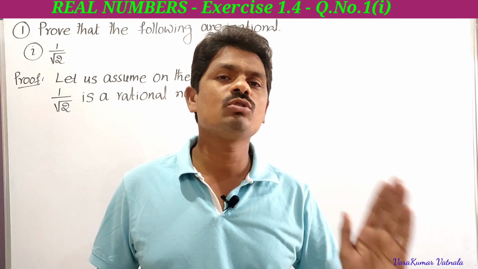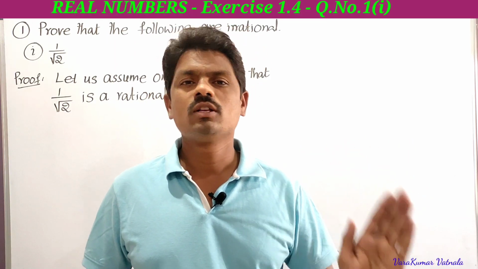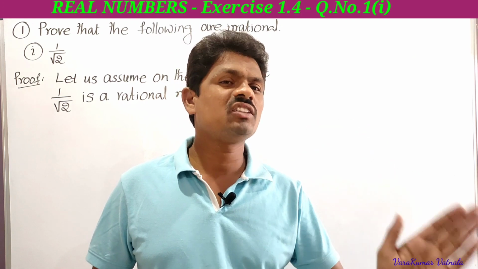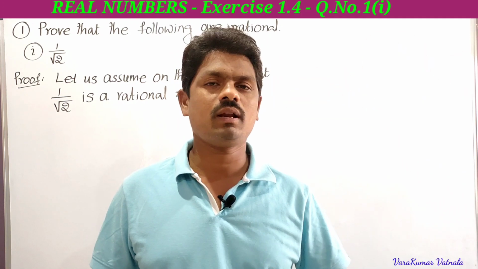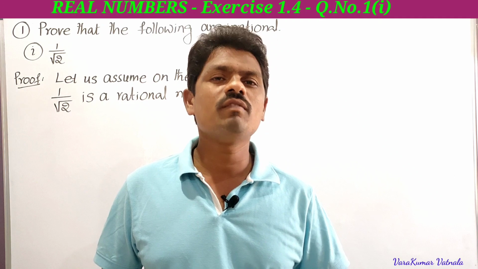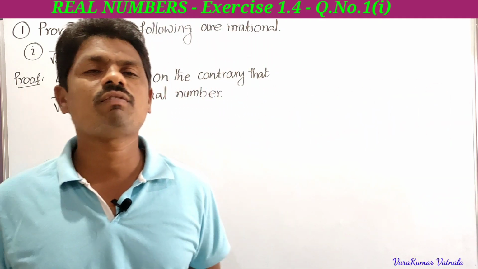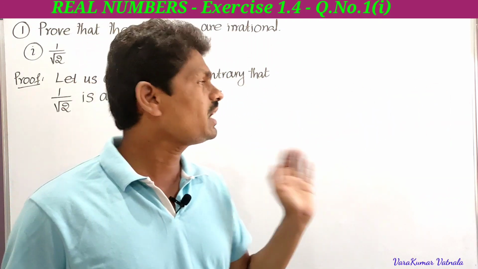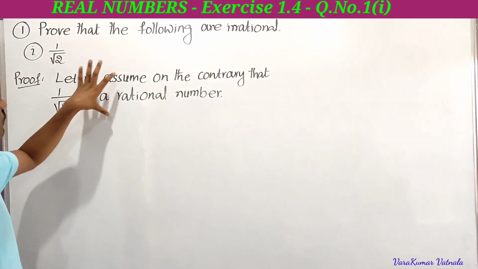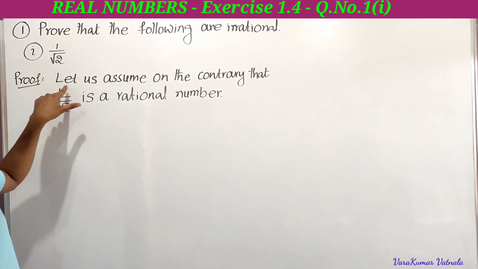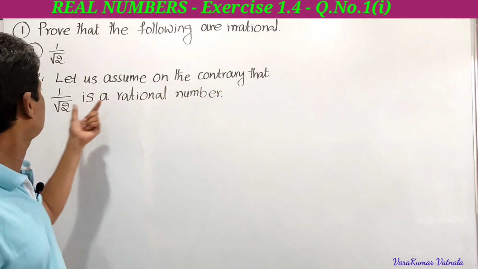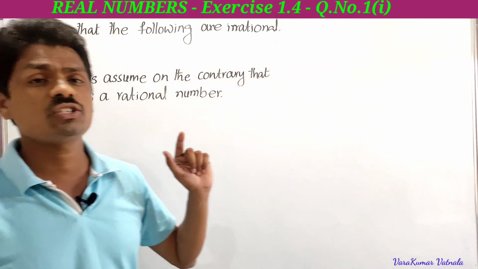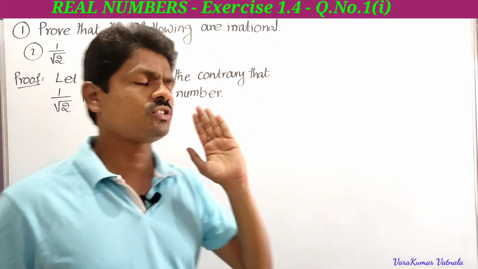Here we use the indirect method to prove. First let the given number be a rational number. We know every rational number can be written in the form of a by b. So this is the first step: let us assume on the contrary that 1 by root 2 is a rational number.